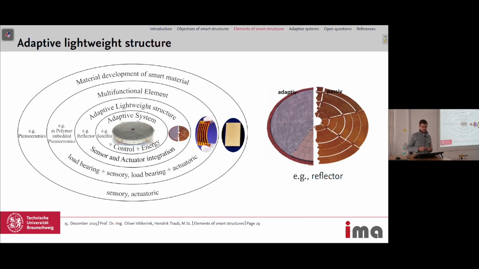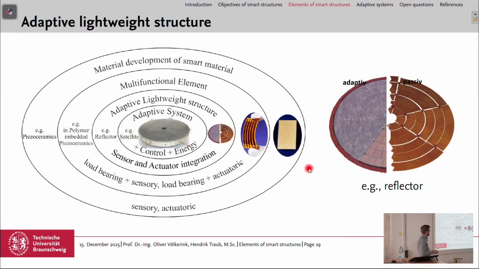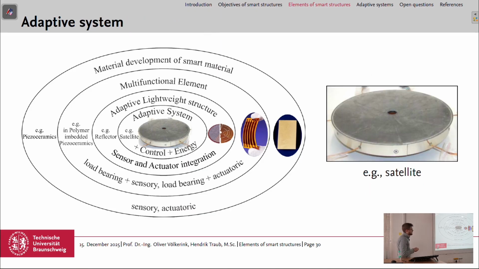And then the next element, at the example of the satellite reflector, is the adaptive lightweight structure itself, where these multifunctional elements, the piezo composite transducers, are then integrated. And this adaptive lightweight structure is then part of the adaptive system itself, with the power supply and also with the controller. So here, plus control and plus energy.